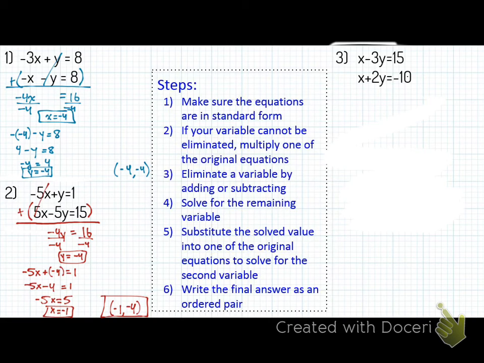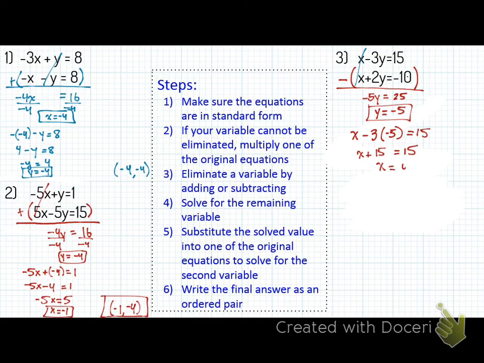Number 3 is on the top right. So on this one, you're supposed to subtract, and then you get negative 5y is equal to 25, so y is equal to negative 5. Plug it back in. You get x is equal to 0. There's your answer. Raise your hand if you got that correct. Okay, if some of you did, good.